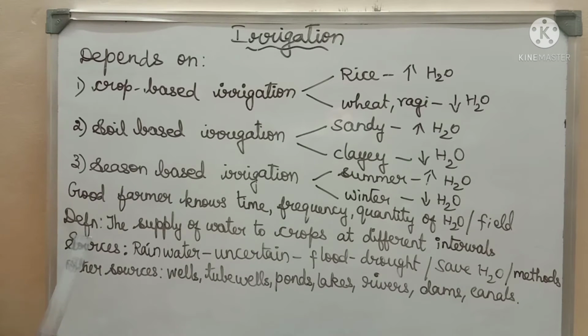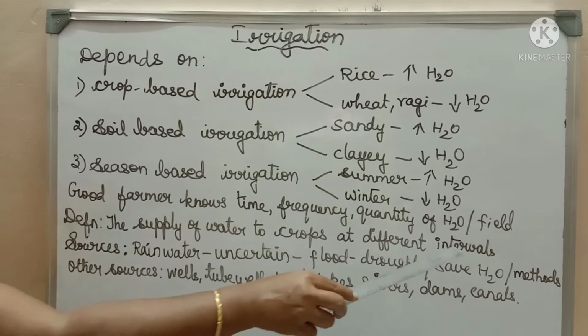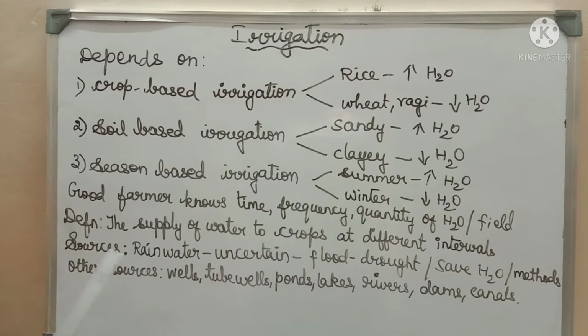Now let us see the definition of irrigation. The supply of water to crops at different intervals of time is called irrigation.